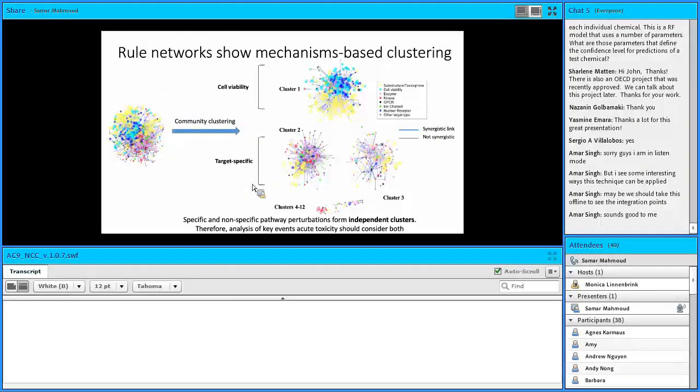We've observed a mechanism-based clustering where cytotoxicity and cell viability in the light blue have been separated from target-specific mechanisms, such as the enzyme and kinases in pink and red, which means that we cannot replace the cytotoxicity assay with target-specific endpoints. We have to use them in combination because some of the compounds might not be captured by target-specific endpoints, but can be captured by cytotoxicity.